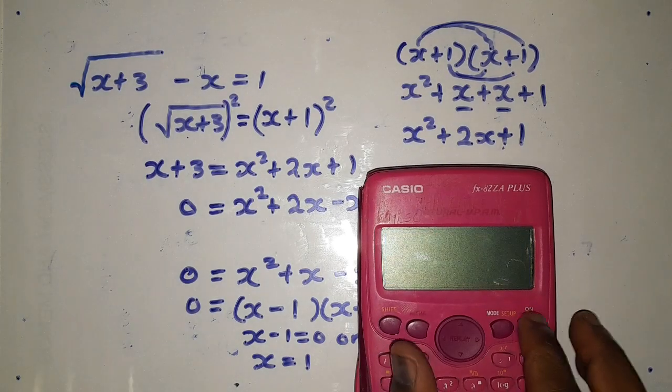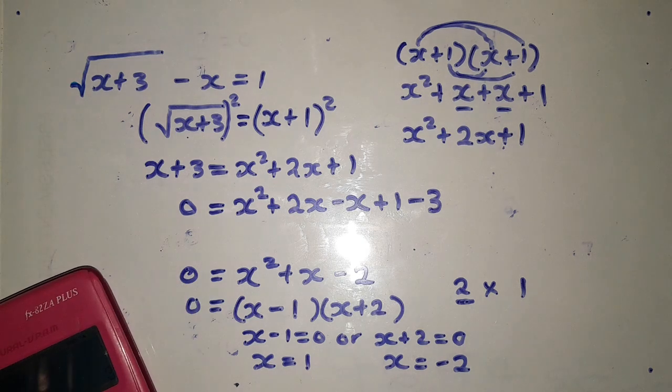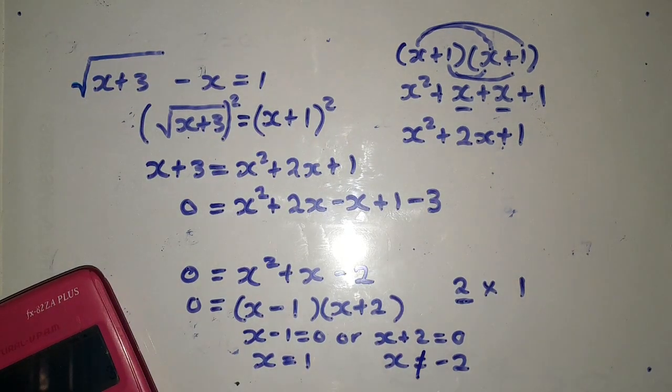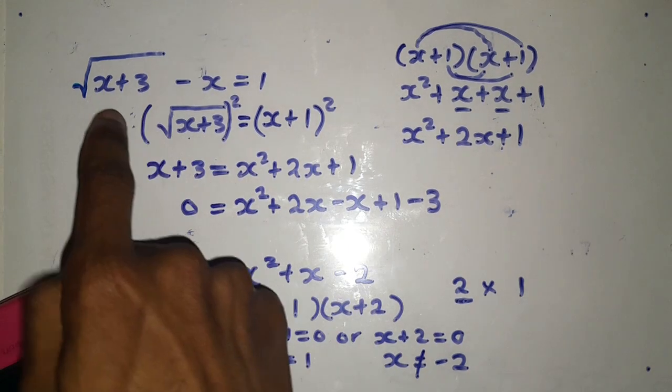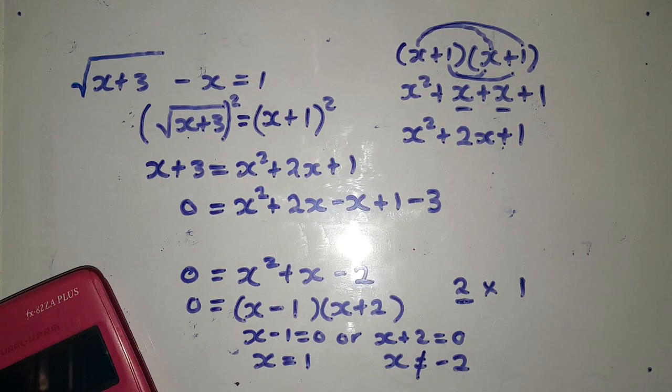Let us try with negative 2. Then negative 2 plus 3 minus negative 2. We get 3. This one is not the answer, so we can just say not. You see, this negative 2 doesn't satisfy the equation given above. Then at this point, we have managed to solve our radical equation.